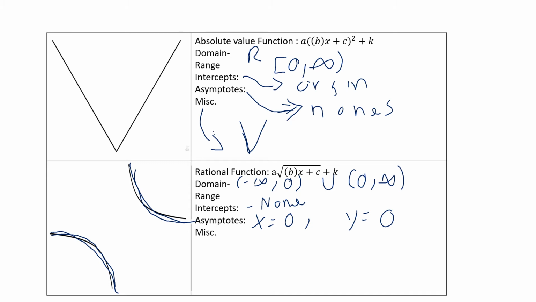And your range, you're going to copy and paste it like that. Negative infinity to 0 with the union, 0 to positive infinity. And that's how you do that. Any other characteristics? No. Now you are officially done with that part.